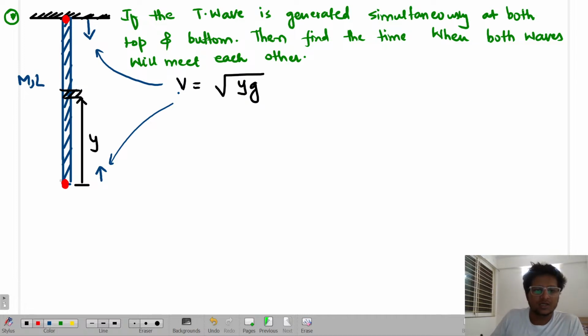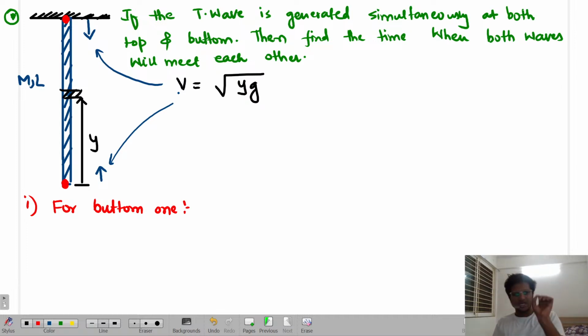Okay. Now let us consider the first case for the bottom one. For the bottom one, you are proceeding perfectly, but there is a slight mistake in that particular thing. Okay, check that. So for the bottom wave which is getting produced, the velocity equation is still the same, root under yg.